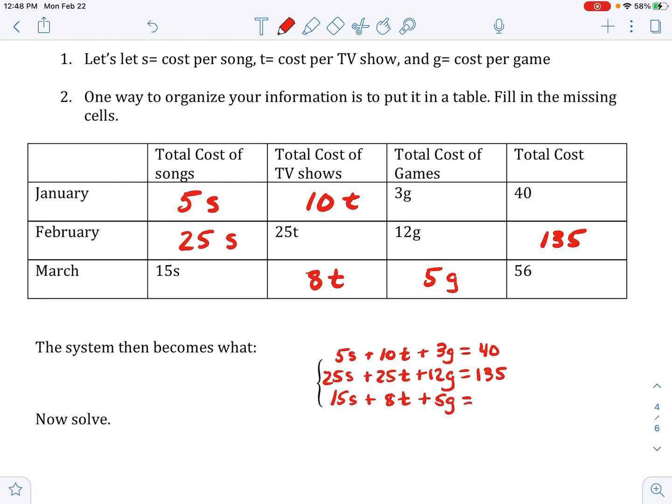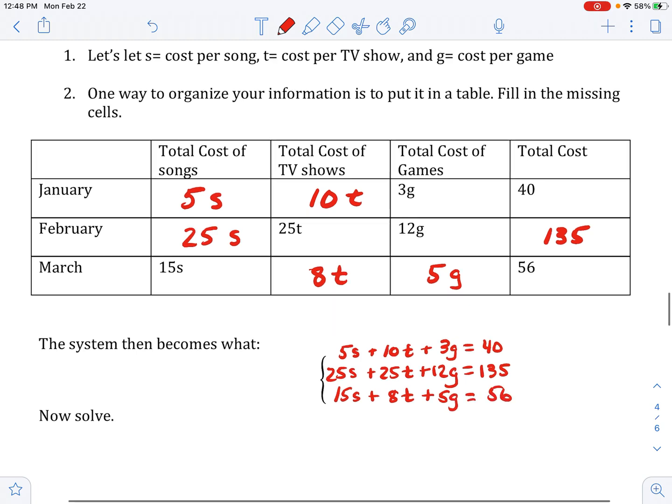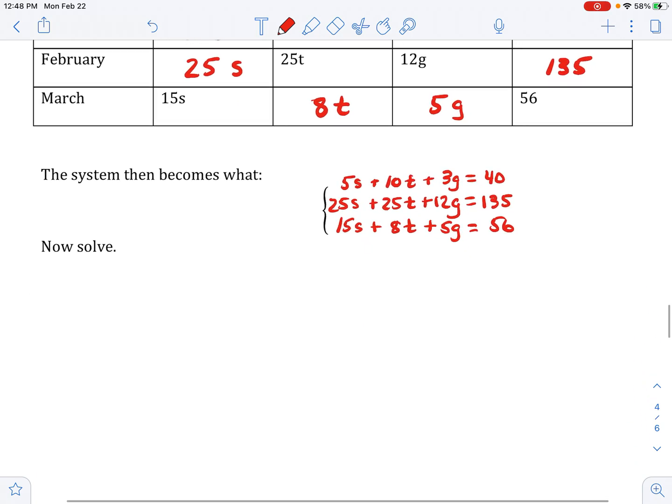All right, so we're going to go ahead and solve this now. I like the numbers that are in for the S's, right? So I'm going to eliminate, maybe using 1 and 2, the S's. So how would I do that? Well, I can multiply equation number 1 by negative 5, right?